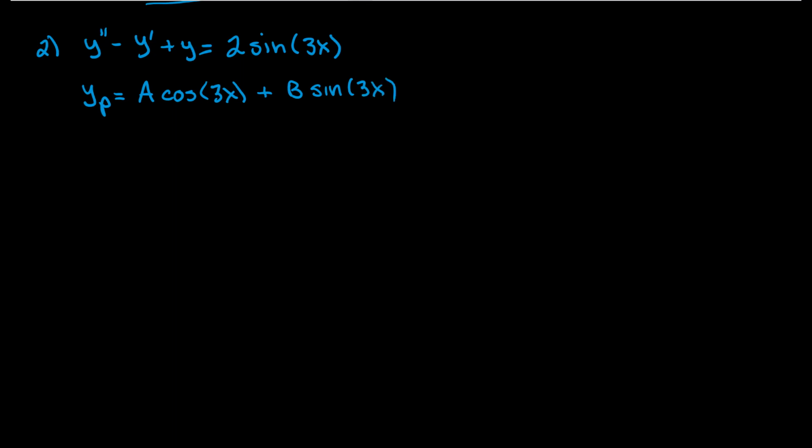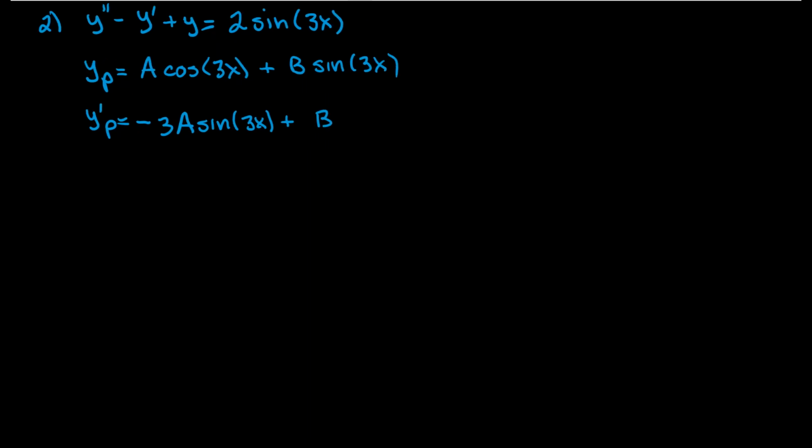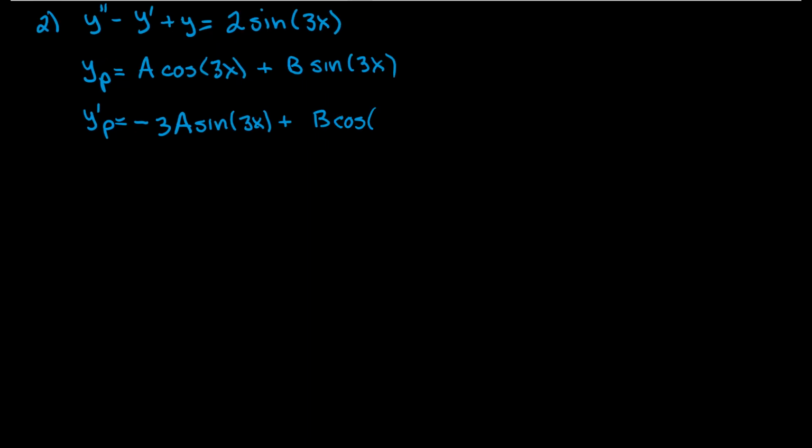Okay, before we can start substituting values into the original equation, I need to compute the derivative. Well, the derivative of this is going to be, let's see, the derivative of cosine is going to be a negative, and it's going to be the sine of 3x. Using the chain rule, the derivative of the 3x is going to give us a 3. For the second part, I'm going to have plus b. The derivative of sine is cosine, and we're going to get our 3x. Then using the chain rule, we're going to have a 3 times that b.